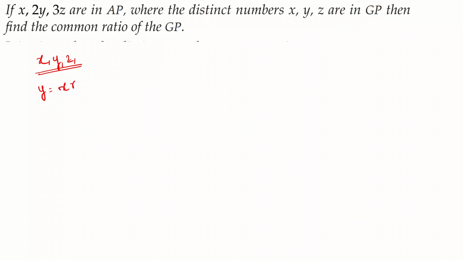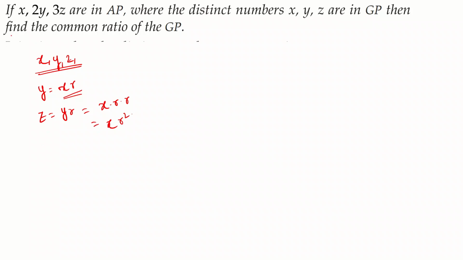xr, because if I assume r is the common ratio, that means y is got by multiplying some number to x. I assume that number is r, so xr is actually y, and similarly z is equal to yr, because I assume that r is the common ratio, so y multiplied with r will give me z. Also, putting the value of y, I can write it as x into r, which is xr square. So x is x, y is xr, and z is xr square.